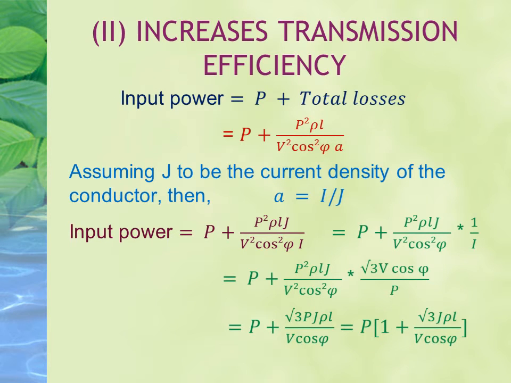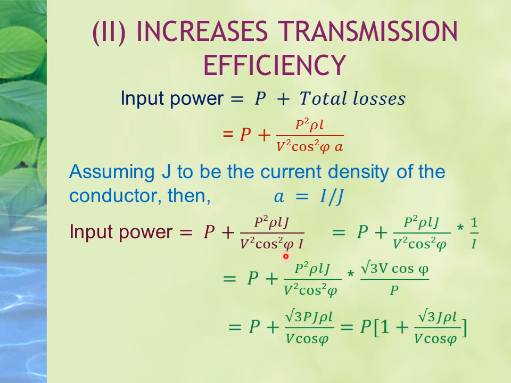Next we are going to see how the transmission efficiency gets increased if you are using a high voltage for the electrical power transmission. Generally we know the input power is equal to output power plus losses. So this is the output power and this is the expression for the losses. Now we are going to replace the area of the conductor in terms of current density. So A is equal to I by J, where J is the current density. So in this expression we are going to replace this A by I by J.